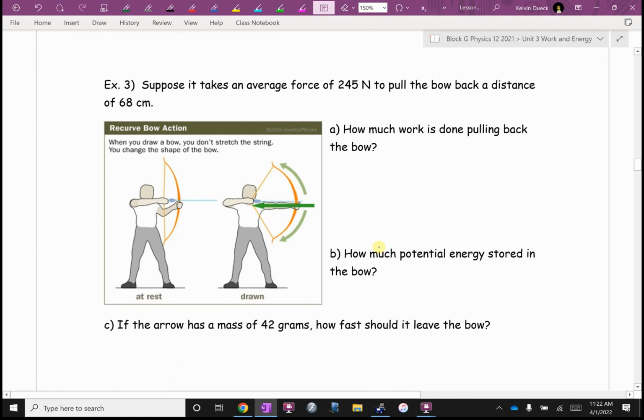I like example 3. Example 3 is the next question. Suppose it takes an average force of 245 newtons to pull the bow back a distance of 68 centimeters. Well, first thing I would do, Danica, is cross out the 68 and make that 0.68 meters. Nice try.